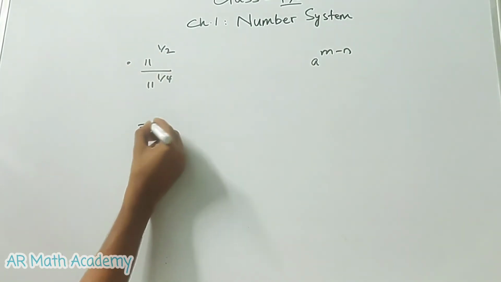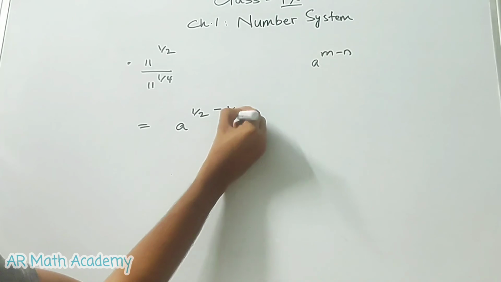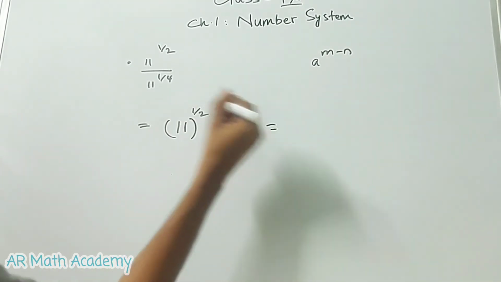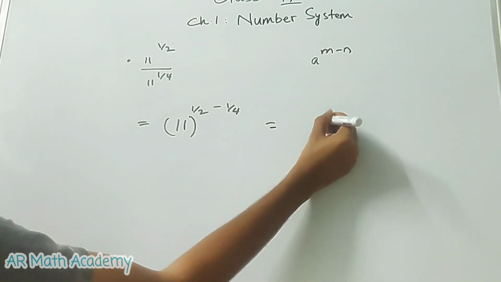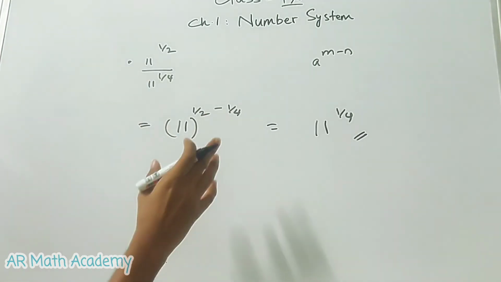So basically what we do over here is a power, what is m? 1 by 2, and what is n? 1 by 4. Well, this a is 11 over here. So 11 power 1 by 2 minus 1 by 4. What is 1 by 2 minus 1 by 4? It is 1 by 4. So 11 power 1 by 4 is the answer. So that is basically it.